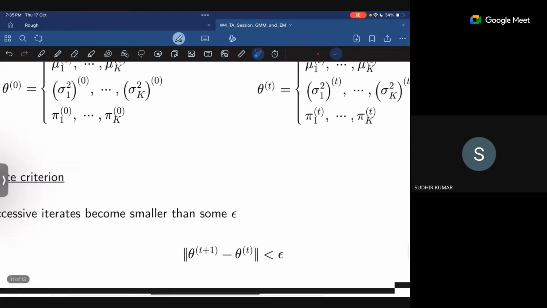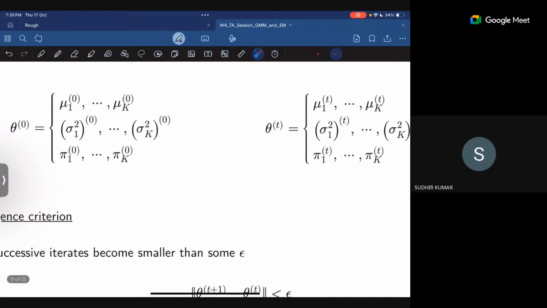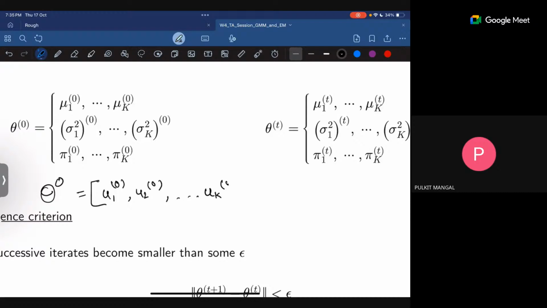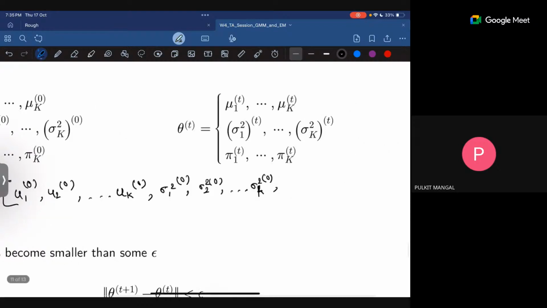Because theta is the parameter of three things, will it be a vector? Yes, it will be a vector. In the programming assignment we will be solving this. So how will theta 0 look? It will be a vector like mu1 0, mu2 0, till mu k 0. Then we will use sigma 1 square 0, sigma 2 square 0, like sigma k square 0, and then come the prior probabilities, that is pi 1, pi 2, till pi k.